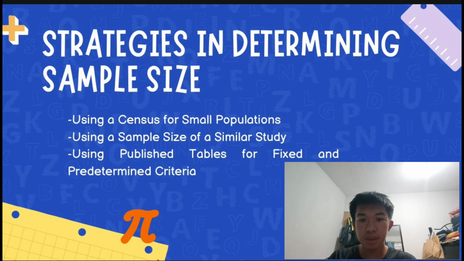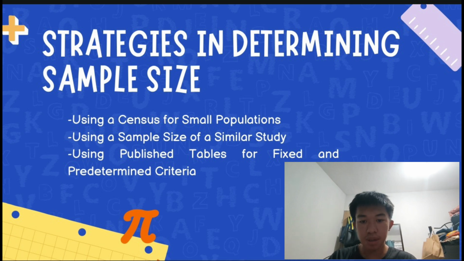Strategies in determining sample size. Using a census for small population. When dealing with a small population, typically 200 individuals or fewer, researchers may opt to conduct a census, which involves collecting data from every individual in the population. This approach eliminates sampling error and provides complete data on all members.